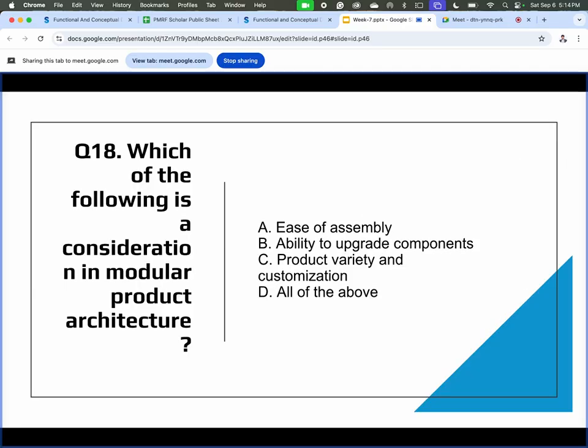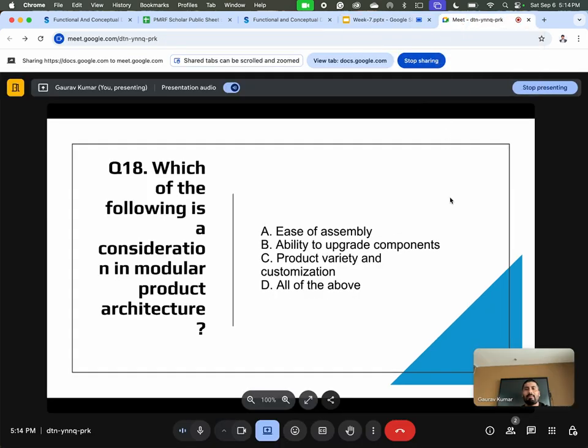Question number 18. Okay, so question 18 is, which of the following is a consideration in modular product architecture? Is it ease of assembly, ability to upgrade components, or product variety and customization, or all of the above? What is the right answer? Okay. Please go through this slide.